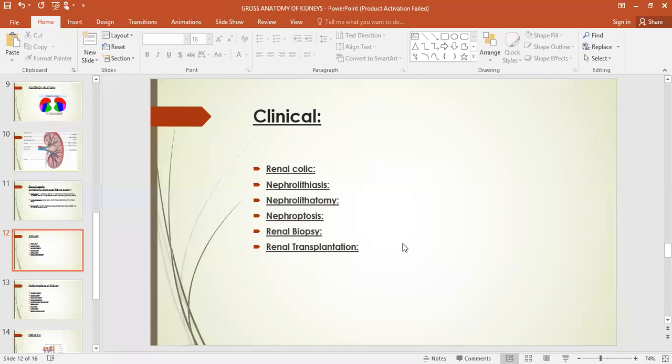Transplanted kidneys are placed at the retroperitoneum at the iliac fossa. The renal artery is anastomosed with the internal iliac artery, and the renal vein is anastomosed with the external iliac vein. The ureter is anastomosed with the bladder. It is called ureterocystostomy. This is the renal transplantation. Okay.